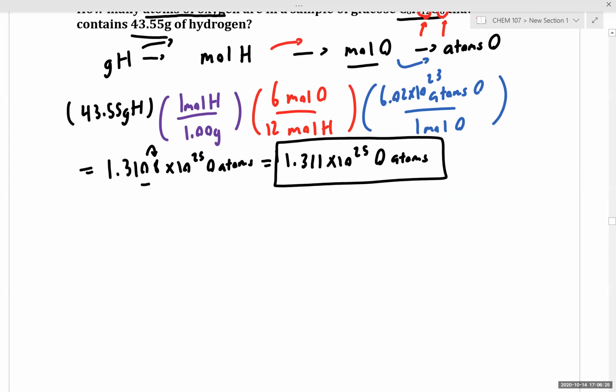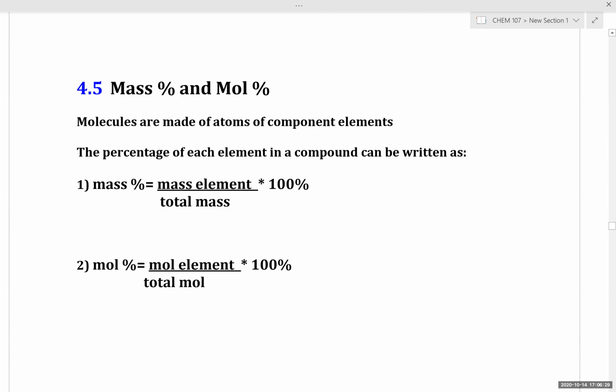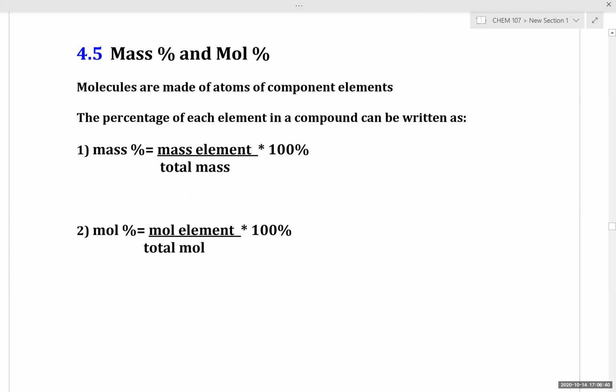Okay, so let's apply now what we've learned. And we're pretty familiar with mass to mole conversions. Let's talk about some more direct ways of performing mass to mole conversions. So let's talk a little bit about mass percent and mole percent. If we think about a molecule, they're made of atoms of their component elements. And the percentage of each element in a compound can be written either as mass percent, which is the mass of the element over the total mass times 100%, or mole percent, which are the moles of an element over the total moles times 100%. So these are ways to represent the amount of each element in a compound, or the amount of an element in a sample.